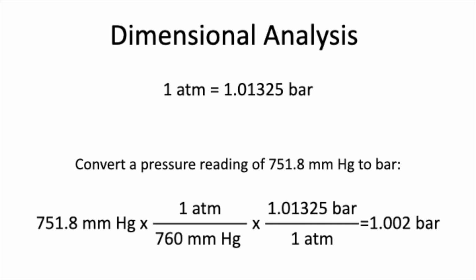One of the unit conversions we are not using in the technique lab is 1 atmosphere is equal to 1.01325 bar. I'll convert a pressure reading of 751.8 millimeters of mercury to bar using dimensional analysis. You can follow along in the slide.